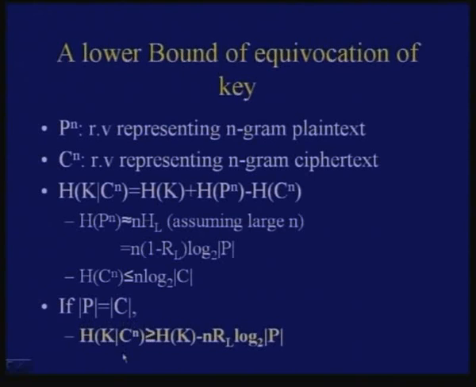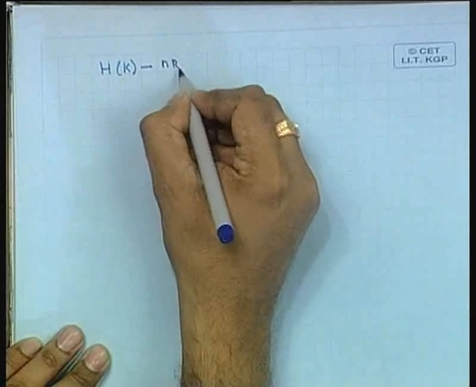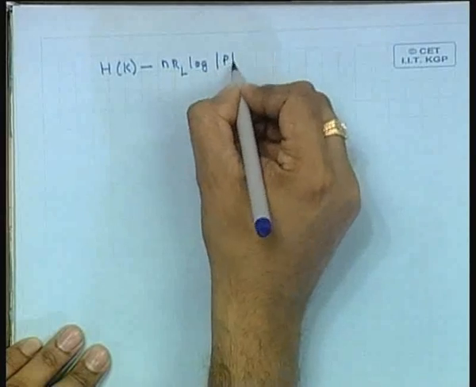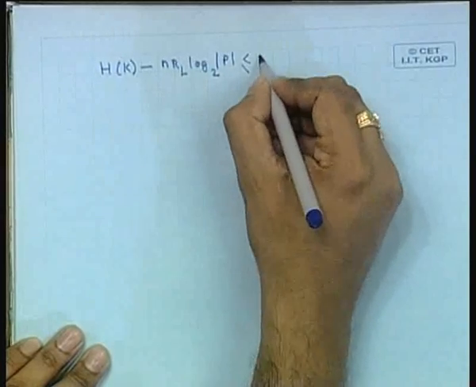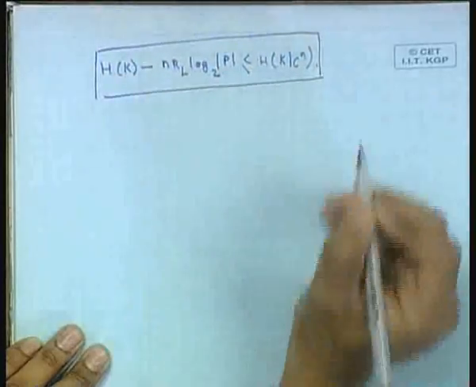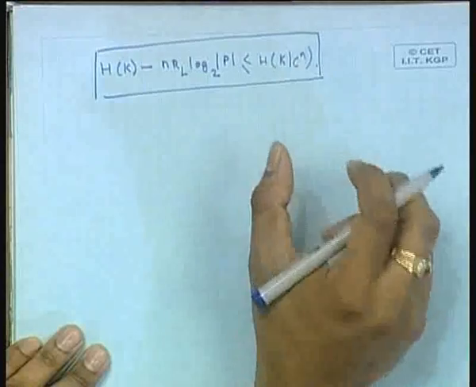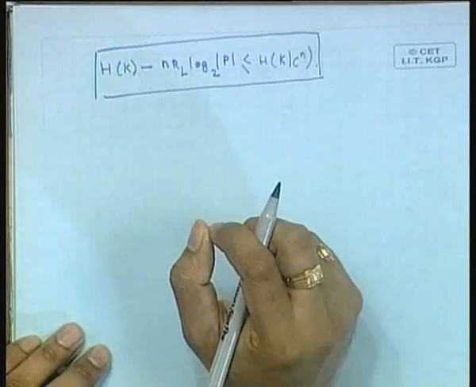Therefore, they cancel each other, and we have a lower bound of H(K given Cn), which says that H(K given Cn) is definitely greater than H(K) minus n RL log of cardinality of P base 2. Let us remember this formula, because we will be needing it later on. Now we will try to prove an upper bound of H(K given Cn), that is, H(K given Cn) should be lesser than or equal to some term. From there we will try to quantify the value of the spurious keys.